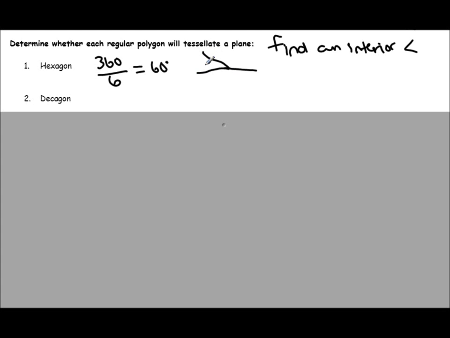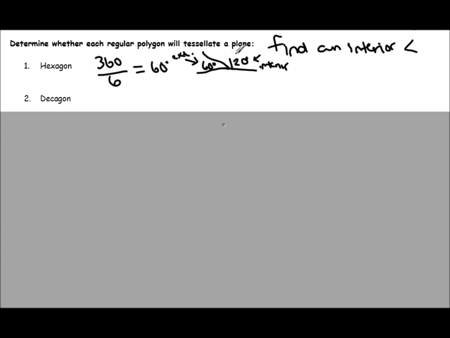Okay, so to determine whether or not a regular polygon will tessellate a plane, we have to find one of its interior angles. So we do what we did from last chapter. We take the sum of all of the exterior angles and divide it by the number of sides. That'll give us one of the exterior angles, 60 degrees. But remember, one of the exterior and one of the interior angles form a linear pair, so the interior angle would be supplementary to the exterior angle.